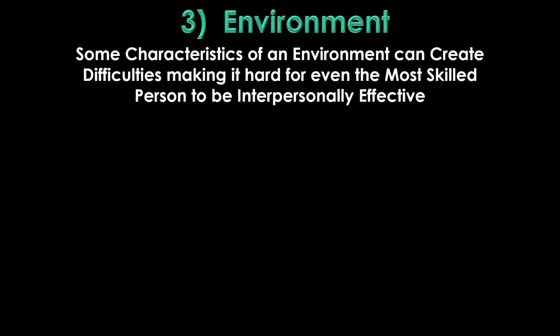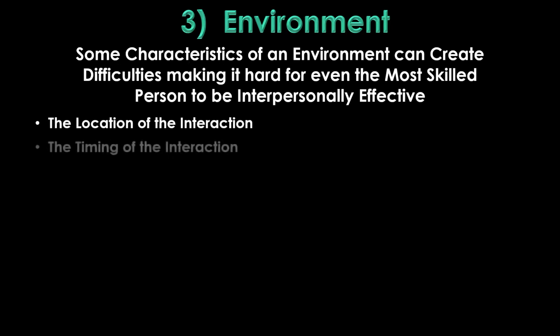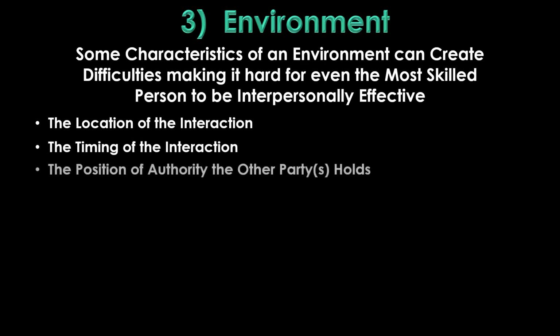Number 3, environment. Some characteristics of an environment can create difficulties, making it hard for even the most skilled person to be interpersonally effective. For example, the location of the interaction, the timing of the interaction, the position of authority the other party or parties holds, the reaction of others.